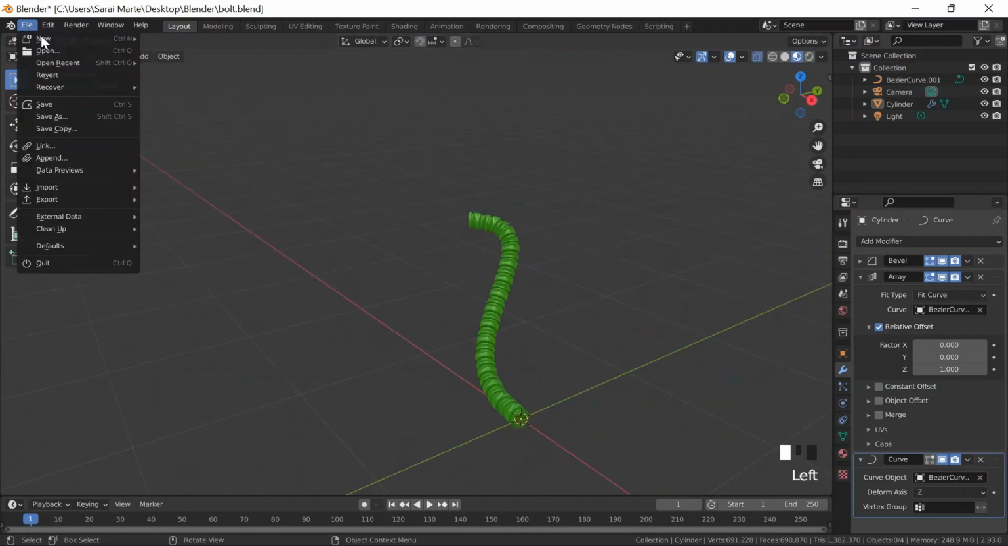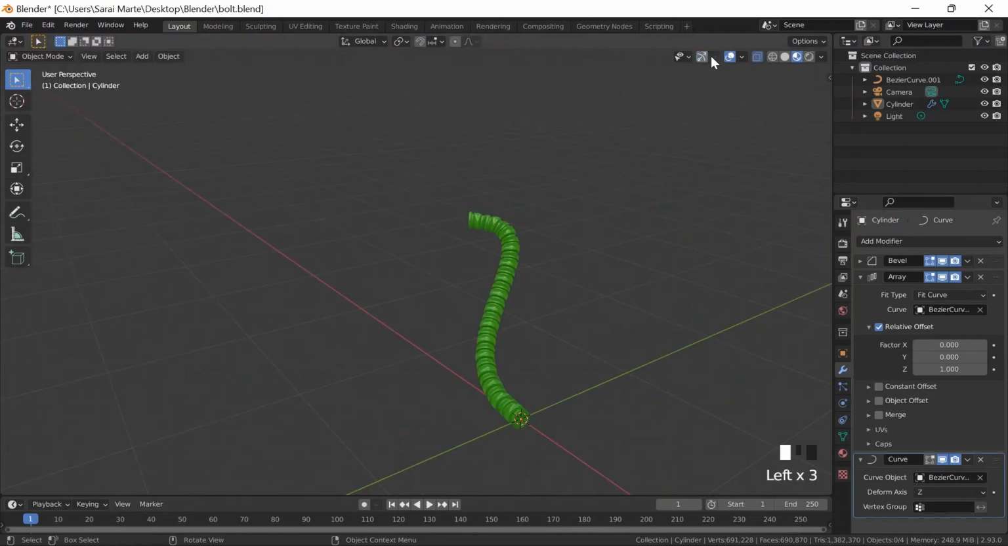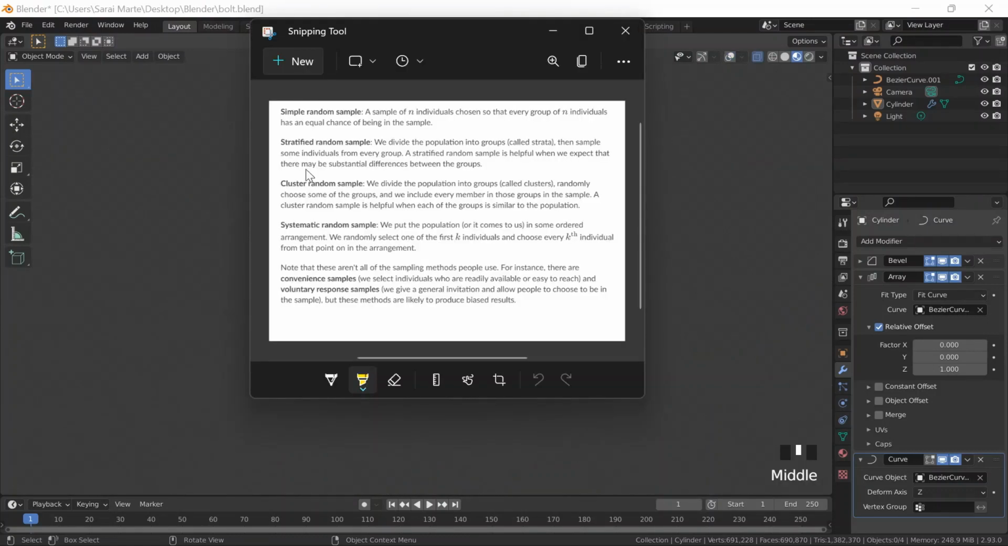Anyway, I'm just gonna take a screenshot of this because I do not feel like rendering a piece of tube. That is absolutely useless and no need to do that to my computer. So we're just gonna screenshot.